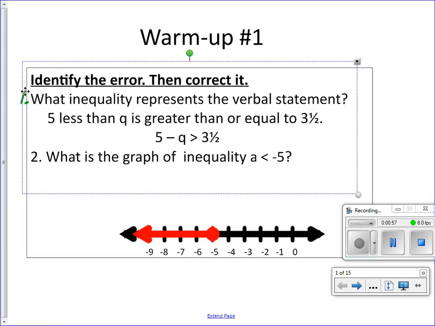And number 2, what is the graph of inequality A is less than -5? Again, there's only one error here, so see if you can identify what that error would be. If you have any questions, please ask Mrs. Doris, and if you'd like me to check your work, please pause it, and I'll be happy to come do that.